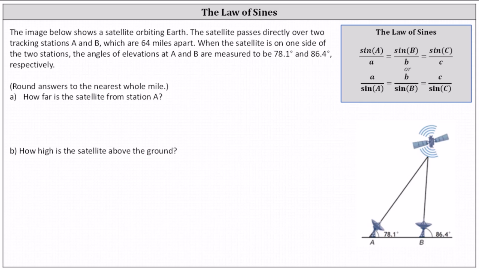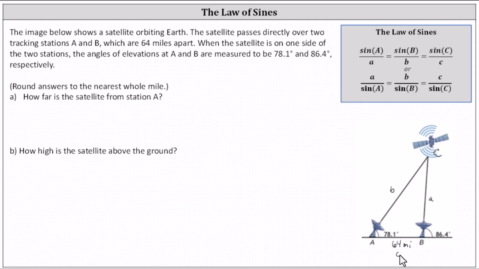Let's go ahead and complete the diagram. We know that stations A and B are 64 miles apart, and therefore this side of the triangle is 64 miles. Let's go ahead and label the vertex where the satellite is vertex C. And then from angle A, the opposite side is side A. From angle B, the opposite side is side B. And we know side C has a length of 64 miles.